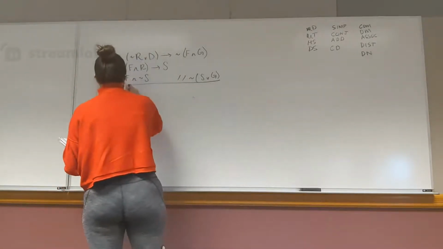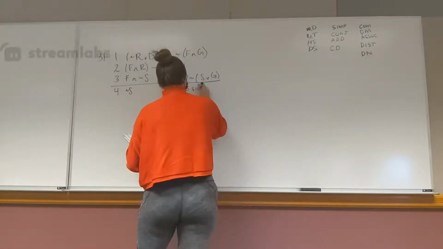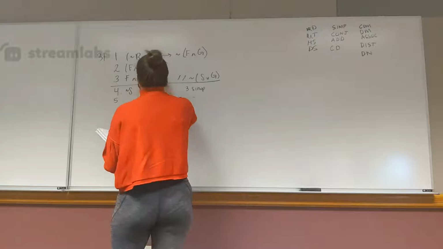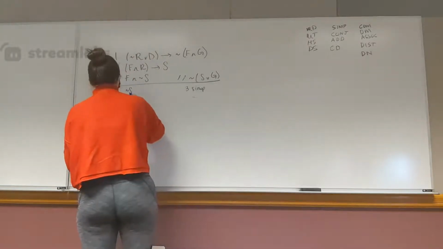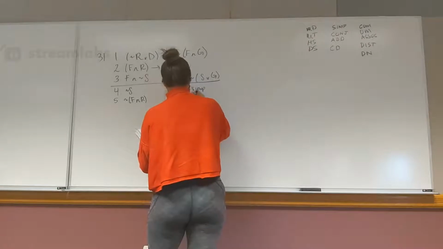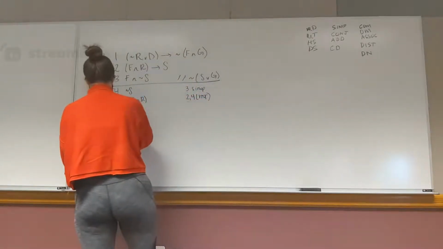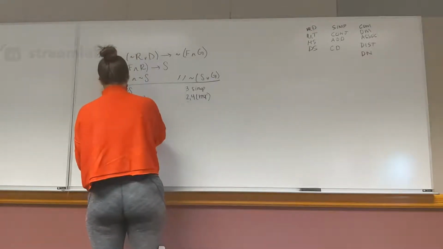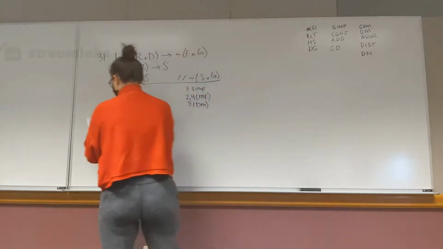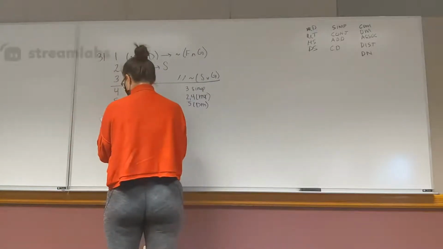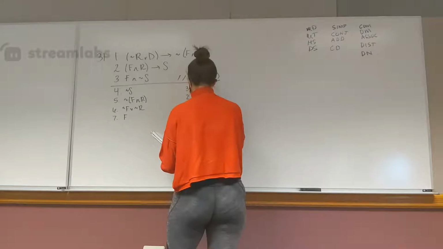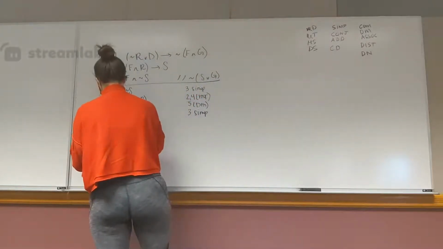Okay, so the first thing I did was simplify this. Good. And then, because I had a not S, I did most terms, not S and R. Good. And then I did De Morgan's. Good, good. And then I simplified this again. I did not or.